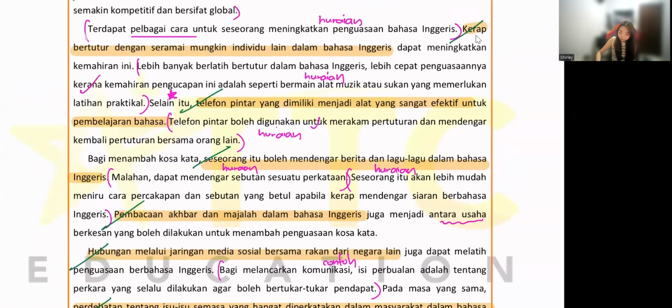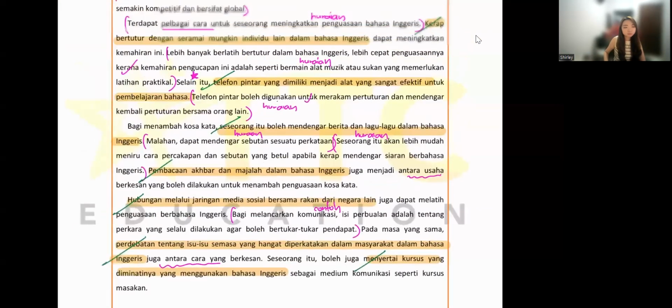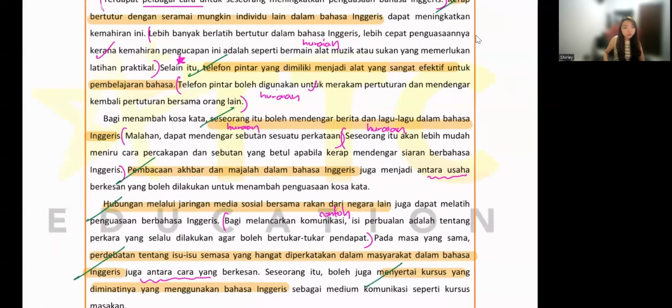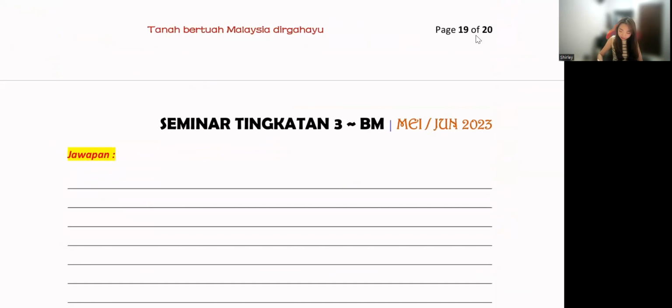So how many points you have? One, 2, 3, 4, 5, 6, 7. Includes all 7. This is how we do. Very fast, right? Okay. So the next one, the last one, is I wanted to show you how you should do that. You just copy and paste everything highlighted in this template. This template is for all the ulasan, all the ringkasan.